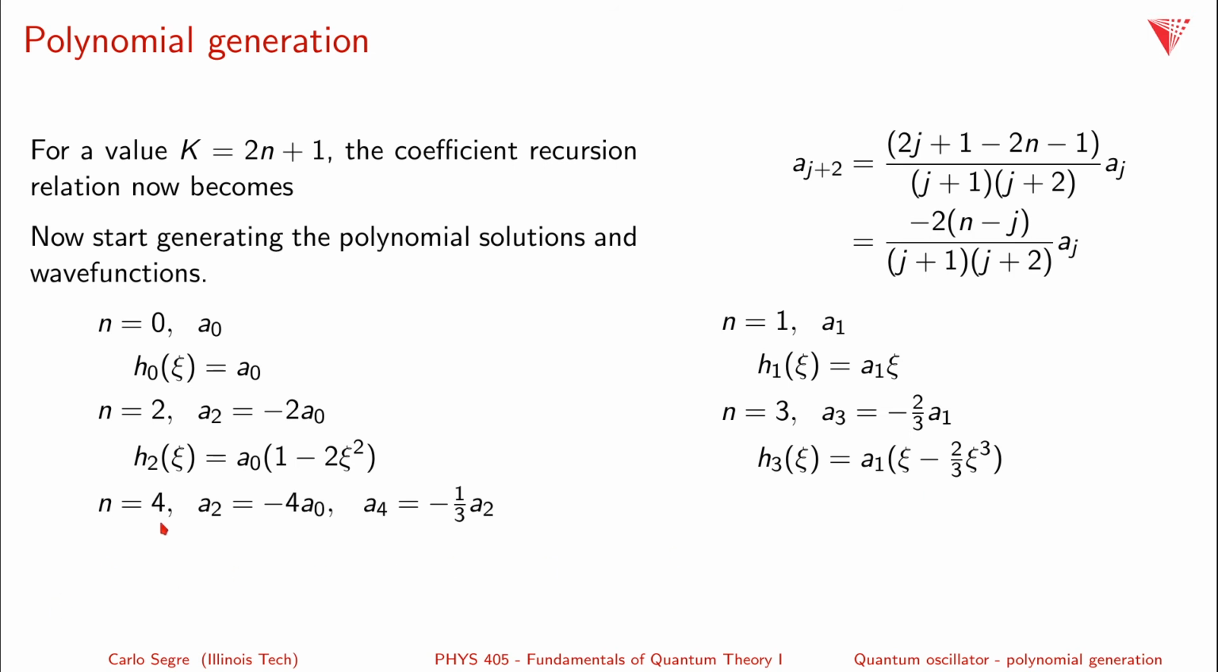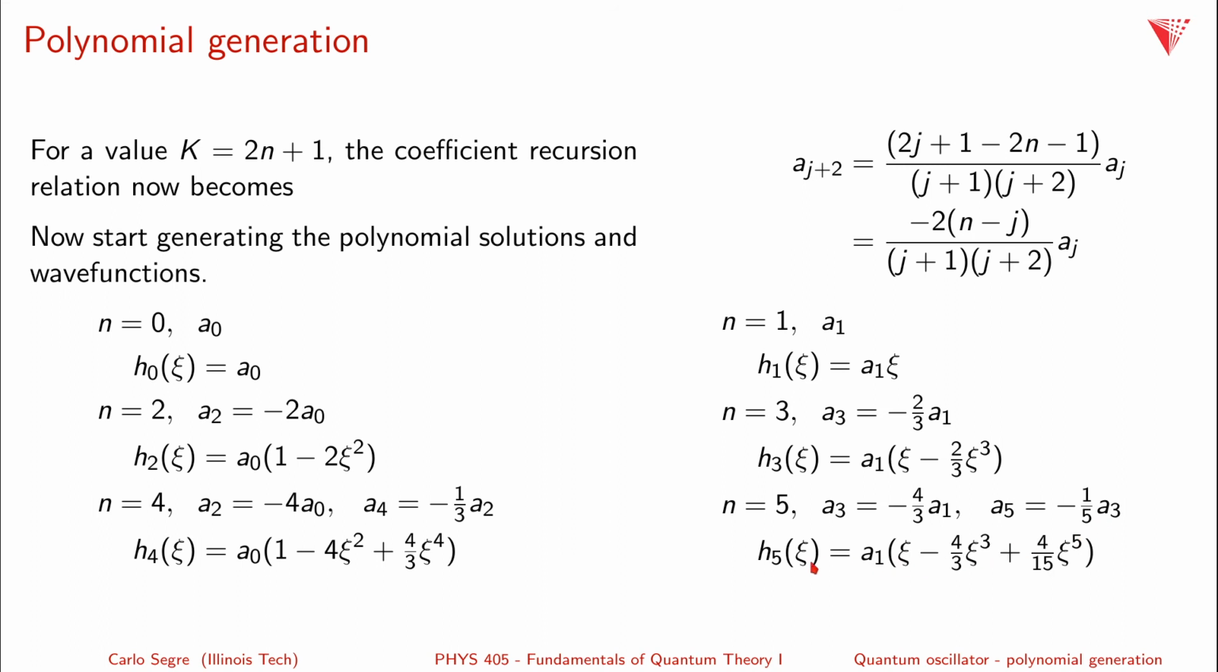We can go n equals 4, we get a sub 2 equals minus 4a0, and a sub 4 equals minus 1/3 a2. And that gives me a three-term polynomial. H4 is a sub 0 times 1 minus 4c squared plus 4/3 c to the fourth. For n equals 5, I have a sub 3 equals minus 4/3 a sub 1, and a sub 5 is equal to minus 1/5 a sub 3. And so when I multiply this all out, h sub 5 of c is a1 times c minus 4/3 c cubed plus 4/15 c to the fifth.